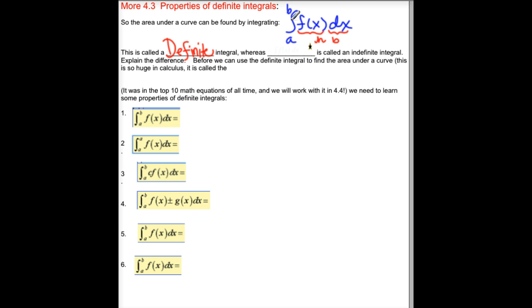Whereas when we first started this chapter, we had ones without any limits on them, and that's called an indefinite integral. And there is a difference. The definite integral, yes, it has the numbers on that integration symbol, but that gives us a numerical answer for the area between the curve and the x-axis. Whereas this means find the antiderivative of f of x. And so they are actually quite different. We're going to tie them together in the next section, 4.4.